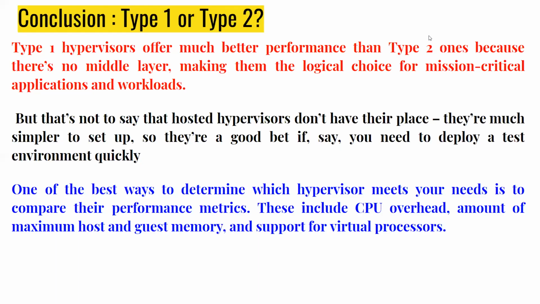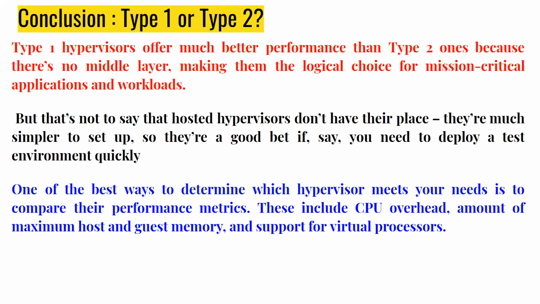So we have studied what type 1 and type 2 are. First we need to reach a conclusion about what is best if you want to select a hypervisor type. If you talk about type 1, whenever you're looking for more performance, then you can go for this, because in type 1 there is no middle layer. You are directly working with the host hardware resources. But when you talk about hosted hypervisors, which is type 2, the setup is much simpler. You can deploy a test, build an environment quickly, and test that environment.